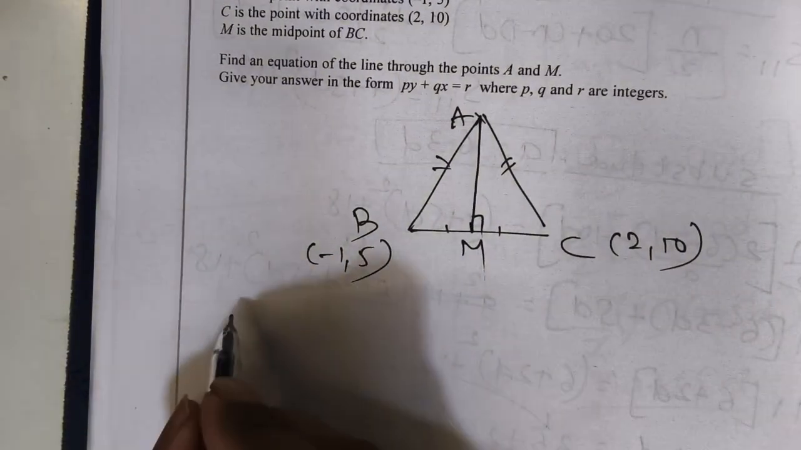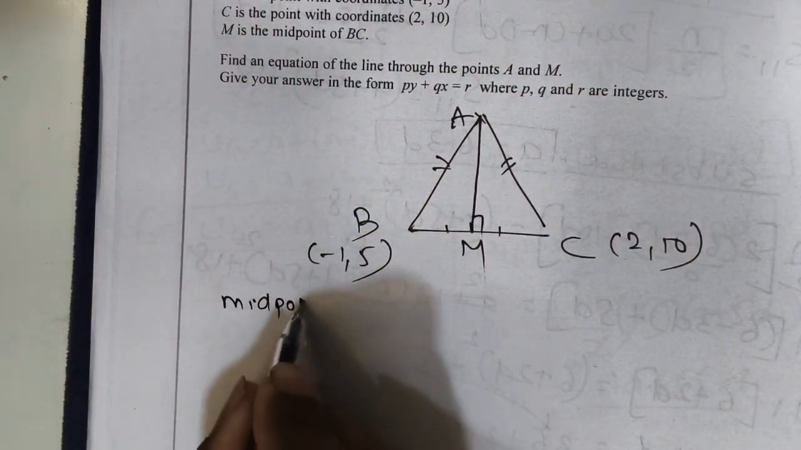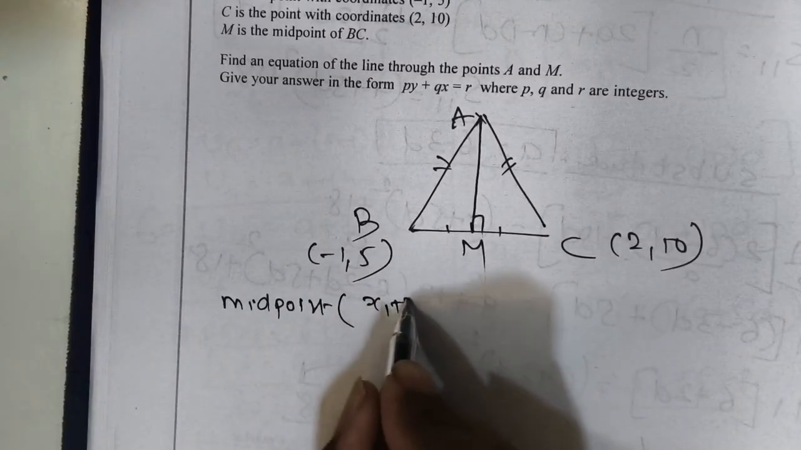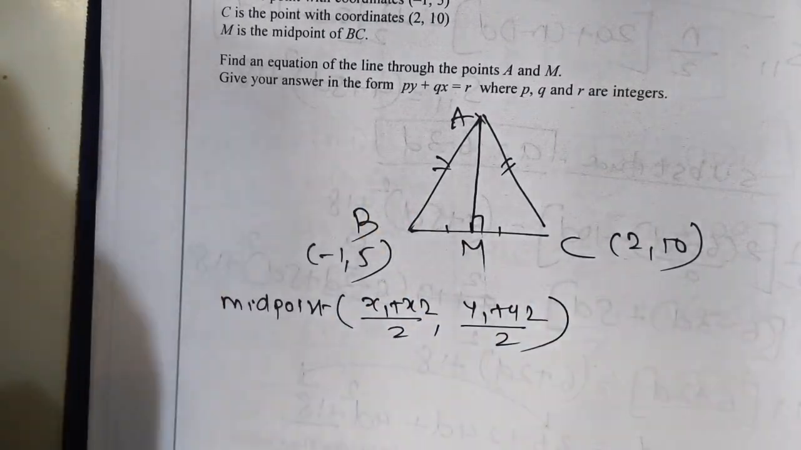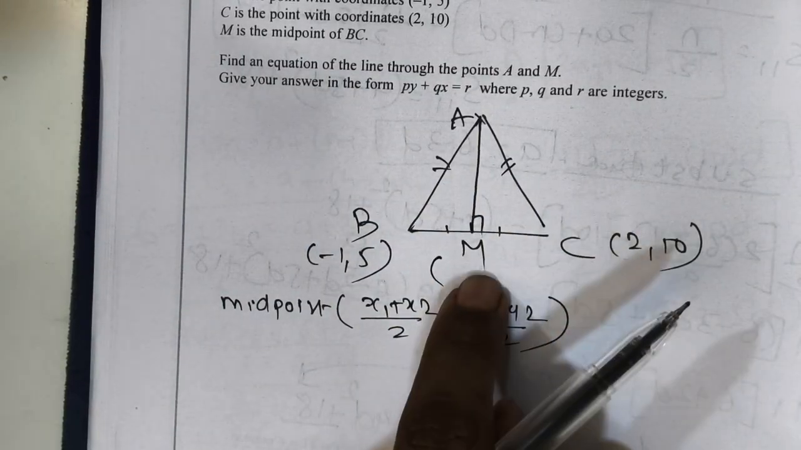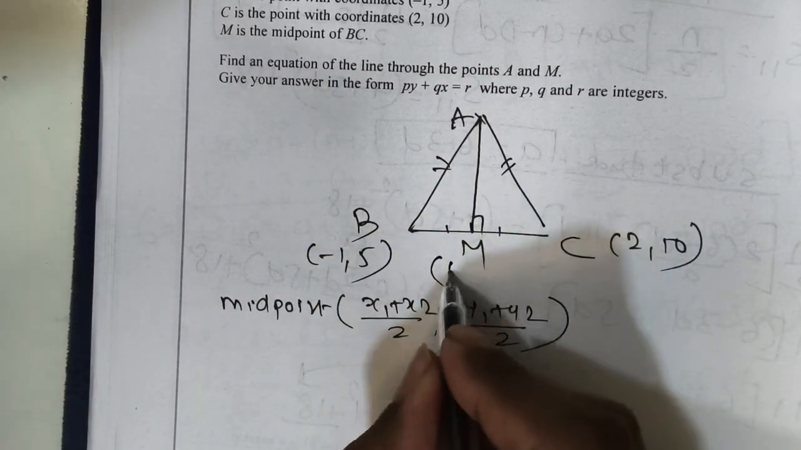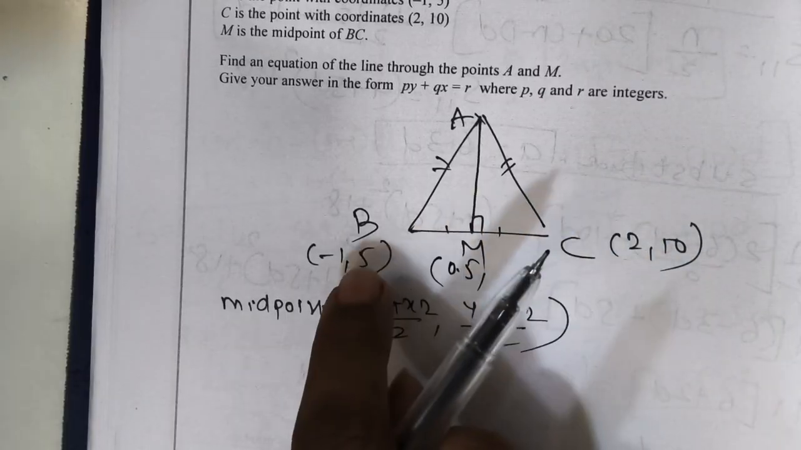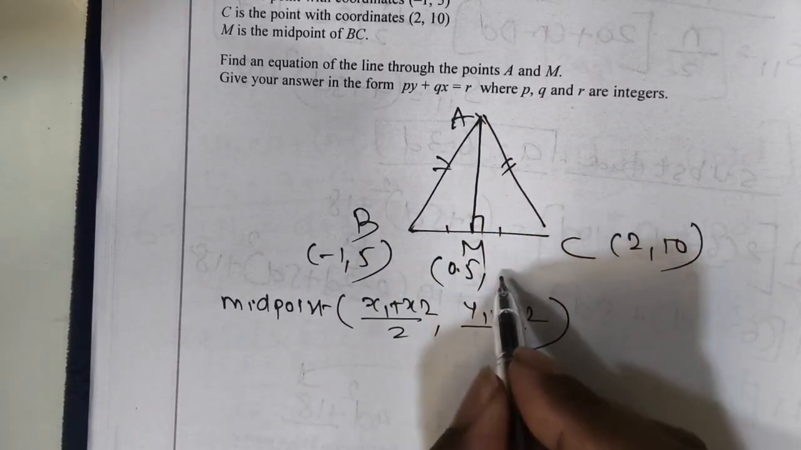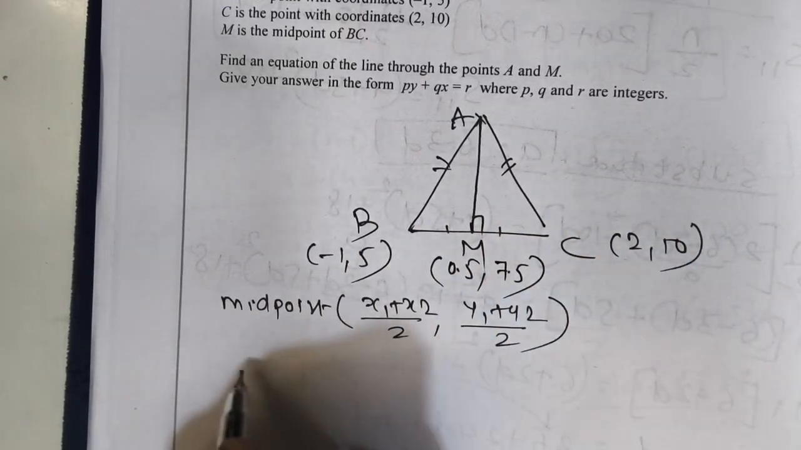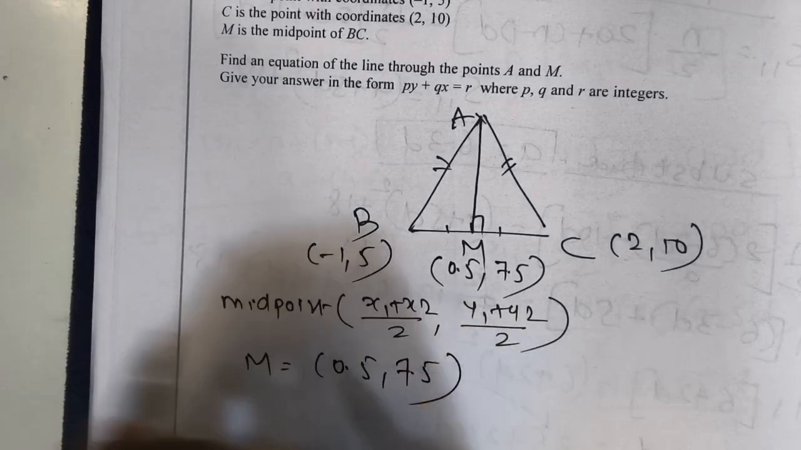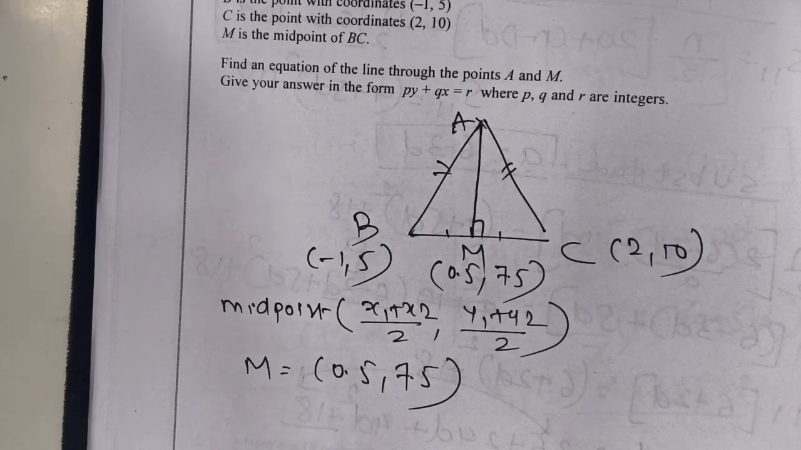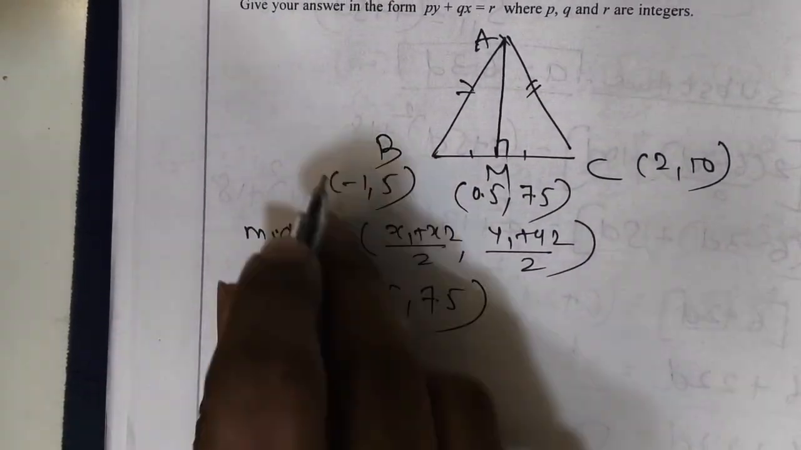So what is the formula for midpoint? Midpoint is x1 plus x2 upon 2, y1 plus y2 upon 2. So my coordinates of M become 2 minus 1 is 1 divided by 2, which is 0.5, and 10 plus 5, 15 divided by 2, which is 7.5. So my M coordinates became 0.5 and 7.5. Correct? Done. Now I have to find the slope. What is the gradient of BC?